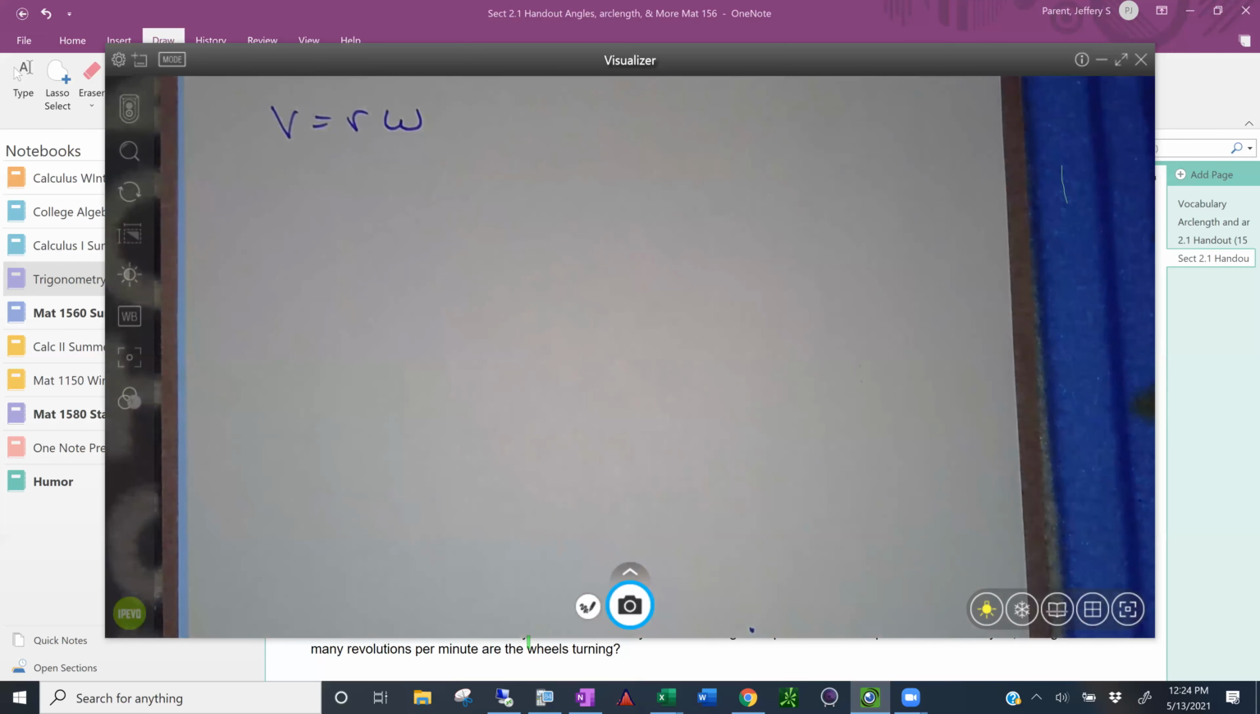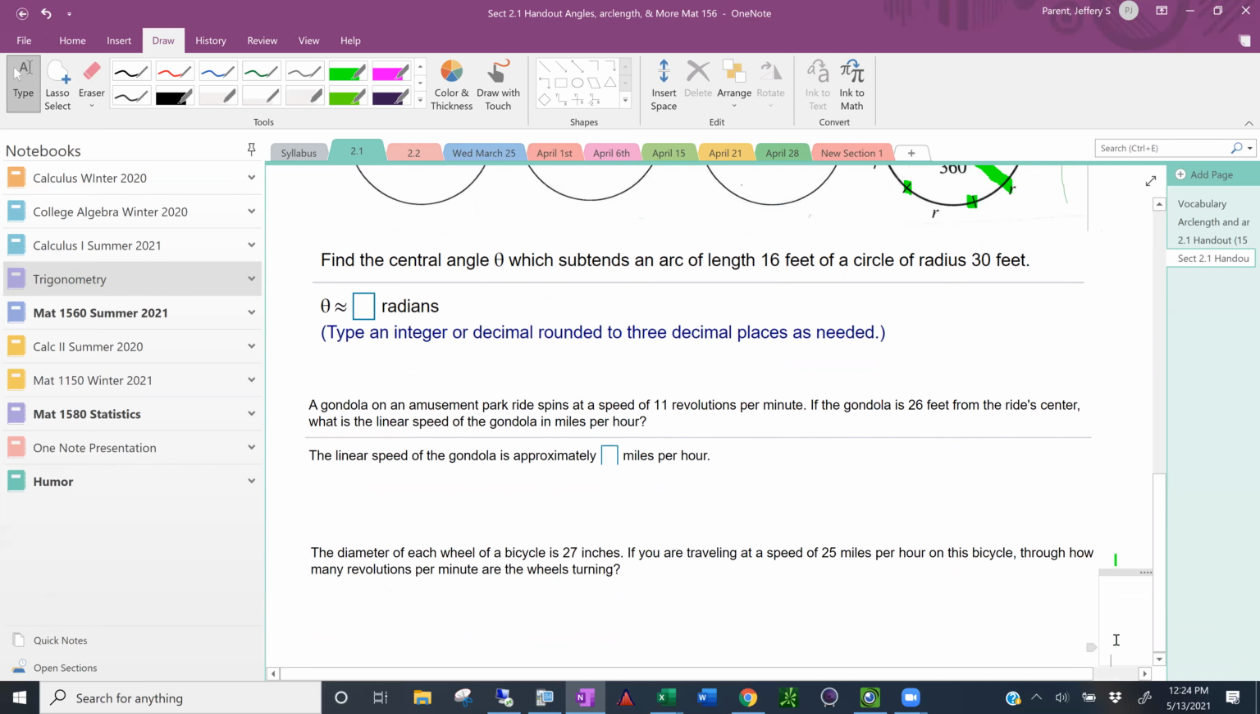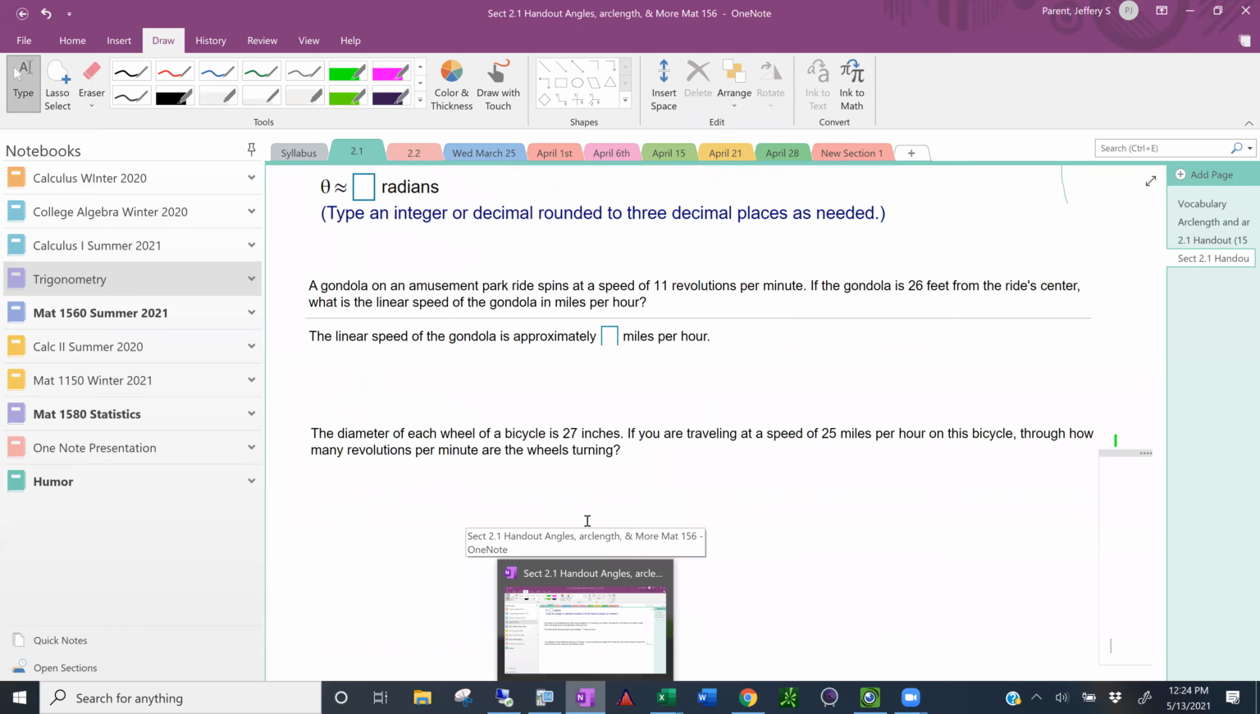So let's look at this last one. I would suggest that you maybe even start with these last set of problems. This should be problems like 34 and 35 on your homework. Says the diameter of each wheel of a bicycle is 27 inches. If you're traveling at a speed of 25 miles per hour, how many revolutions per minute are the wheels turning? So, okay, let me kind of put that a little bit more front and center here. Just for convenience, I'm going to change this to 28, just so that we have a little bit more of an even number to work with.